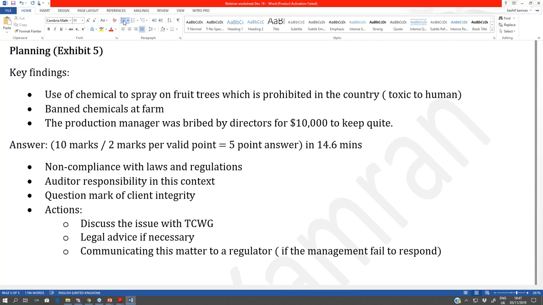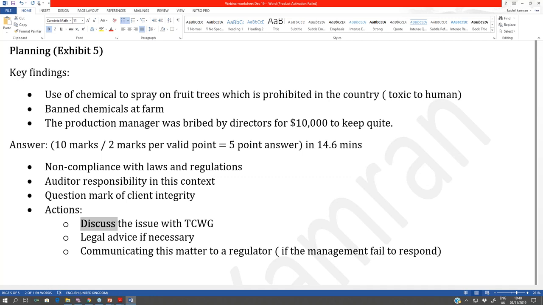See how I wrote my action? First, I'm discussing it with the people within the company. And if the people within the company are reluctant and they don't want to take an action, then I'll go for a legal advice, and then I'll be communicating this matter to a regulator.